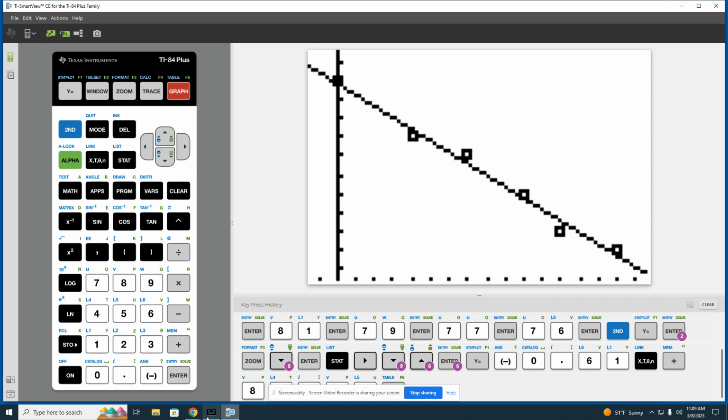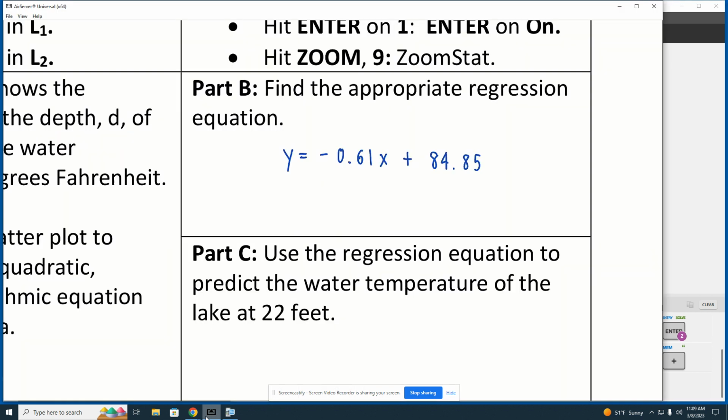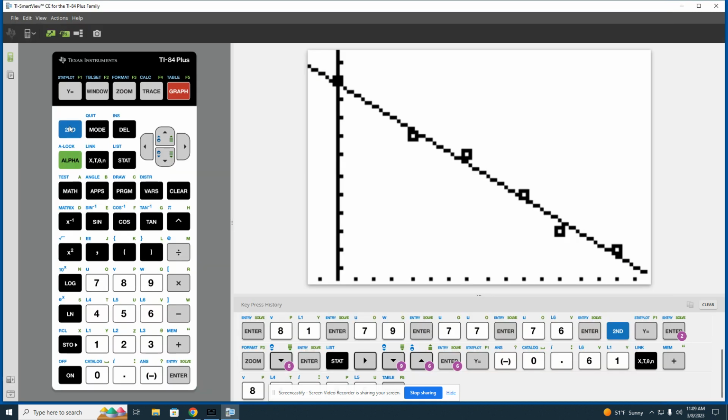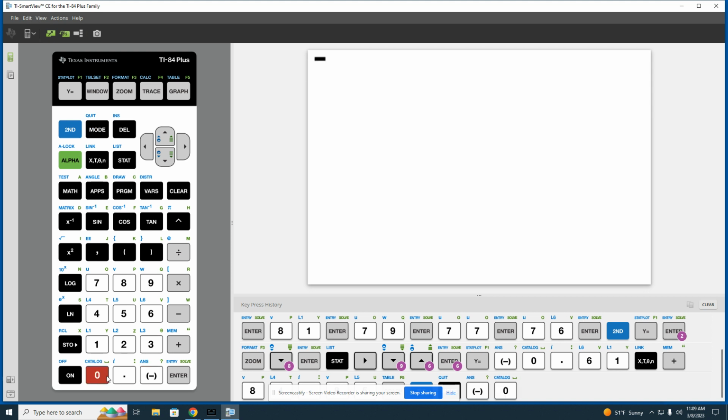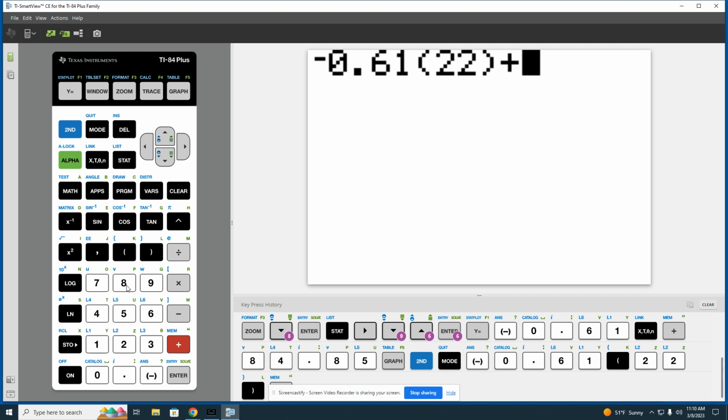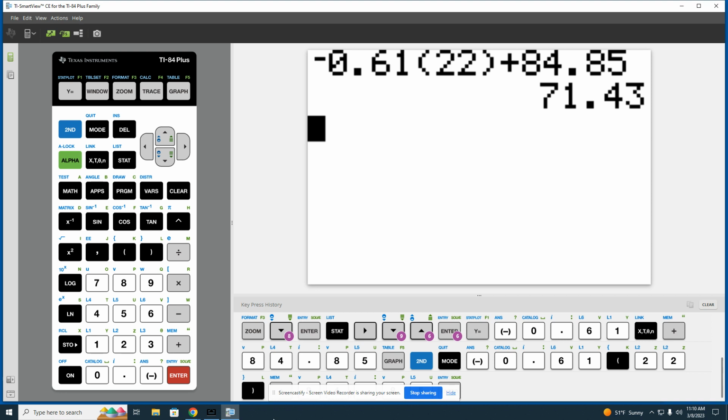So the last question it asked me is, use that regression equation to predict the water temperature of the lake at 22 feet. So what do I do? I plug 22 in for x. So I literally go back to my calculator and I predict. I go negative 0.61 times 22 plus 84.85. Enter. And it predicted that it will be about 71.43 degrees Fahrenheit. And there you have it.